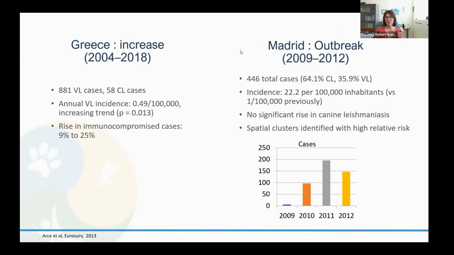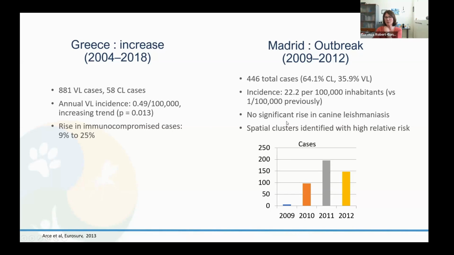By contrast, in Madrid, there has been an outbreak well described around 2010, with several hundreds of cases or so, of VL and cutaneous leishmaniasis cases, and interestingly, a very high increase of incidence from 1 to 22 per hundred thousand inhabitants, and this has been explored, of course, and published in several interesting papers with epidemiological exploration of this outbreak.